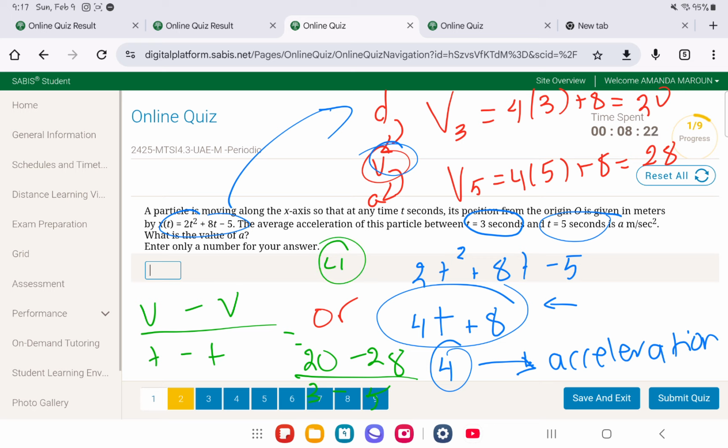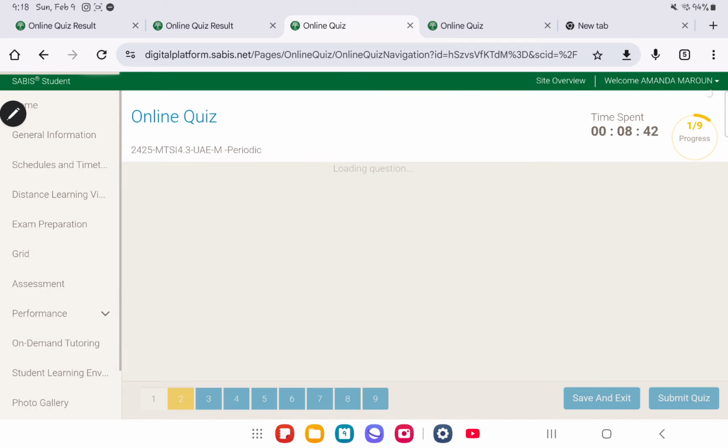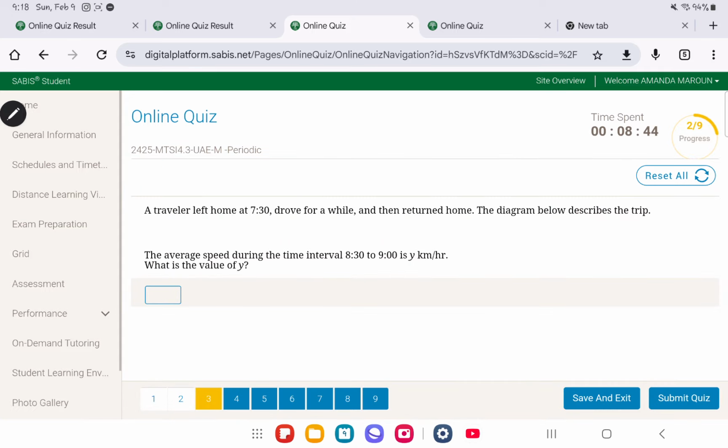And no matter which two seconds you chose, if you chose 5 and 1, you put it on the calculator, you are still going to get 4. So the first way is to directly find the derivative, or the second way is to find the velocity rule. So in all cases, the answer is going to be 4. We move on to question number 3.